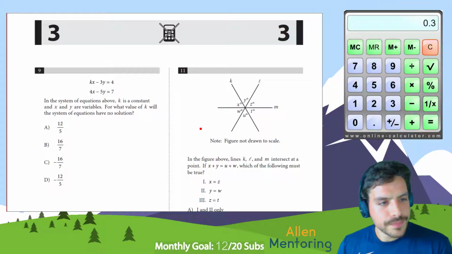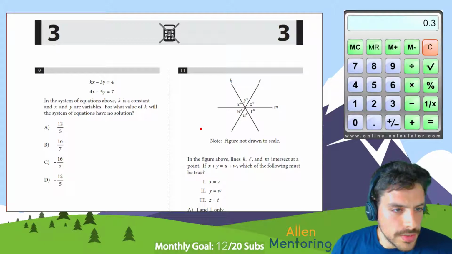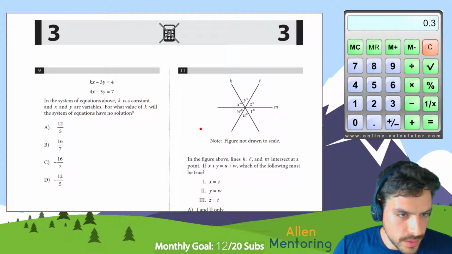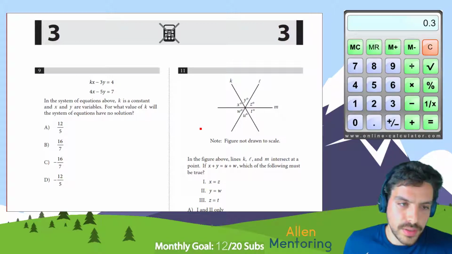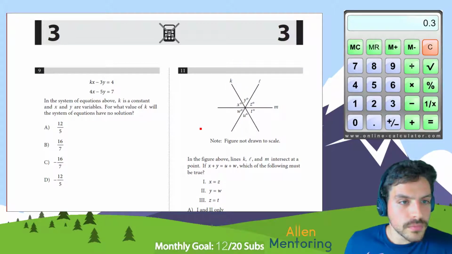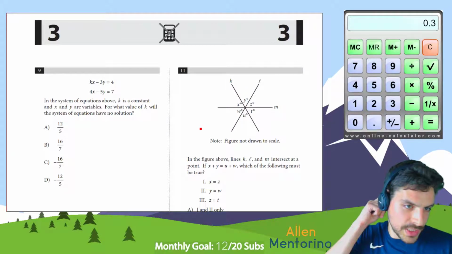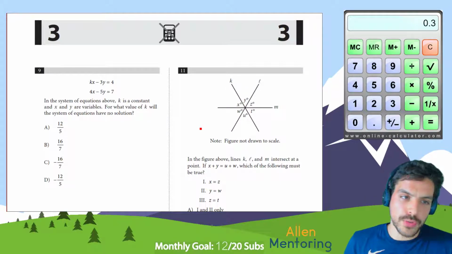Very, very nice. Alrighty. In the system of equations above, k is a constant and x and y are variables. For what value of k will the system of equations have no solution? Will it have no solution? So in which cases do lines have no solution?